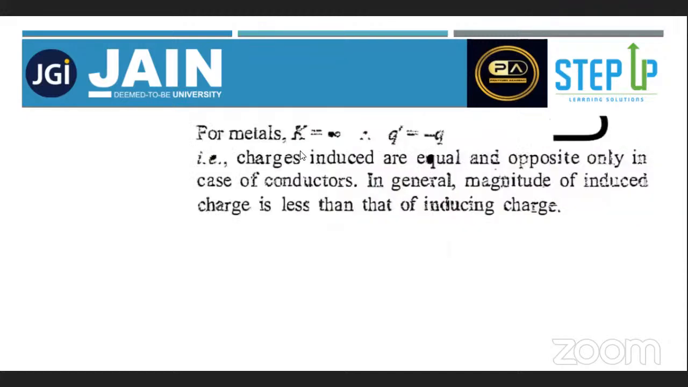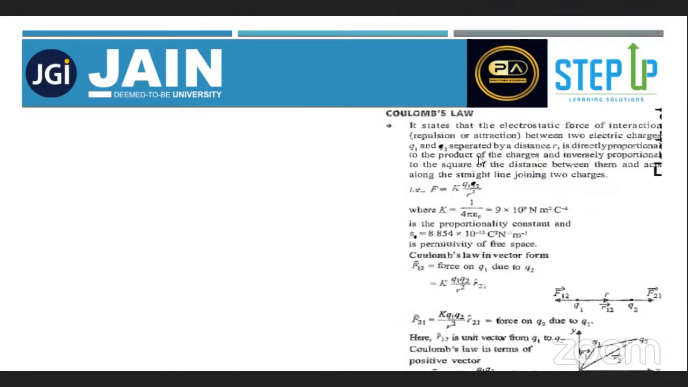Okay, so this is what they have written for k equal to infinity, q dash is equal to minus q, equal and opposite. Next is Coulomb's force. We all know what Coulomb's force is. The electrostatic force of attraction between two charges is directly proportional to the product of the two charges and inversely proportional to the distance between them.